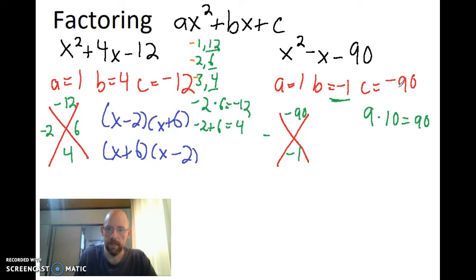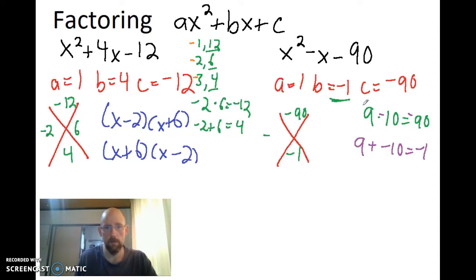We want -90. And we want to add to a -1. So we want the bigger number to be negative. So we know that this 10 needs to be the negative. 9 times -10 is -90. 9 plus -10 is -1. Perfect.